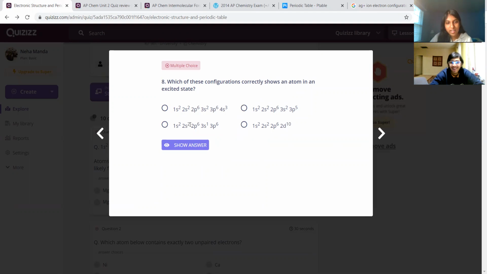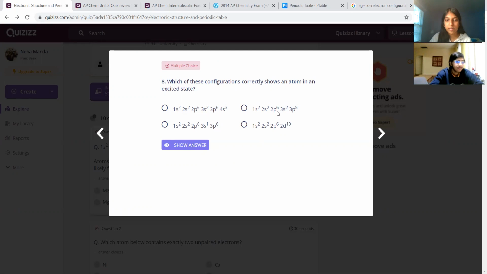Yeah. And then this is not ground state. I think this is excited state. I'm pretty sure. 3s1, 3p6. That looks like it's excited state. Yeah, because the s isn't full, but p is full, right? Yeah. Excited state just means that one electron, or however many electrons, from a previous sublevel go up to the next sublevel.